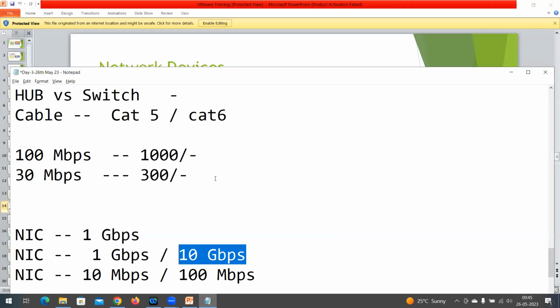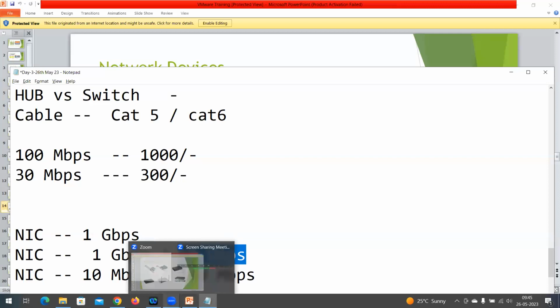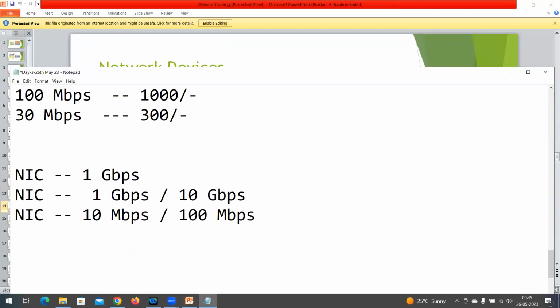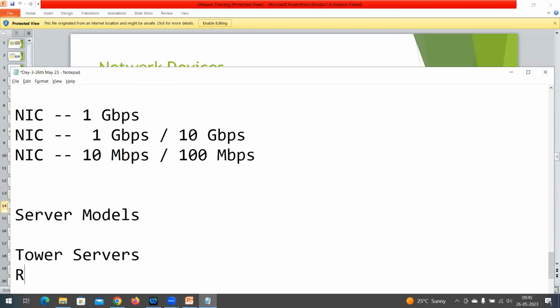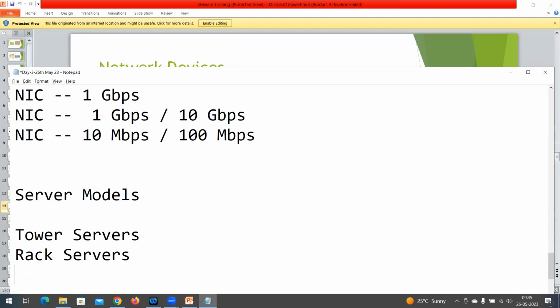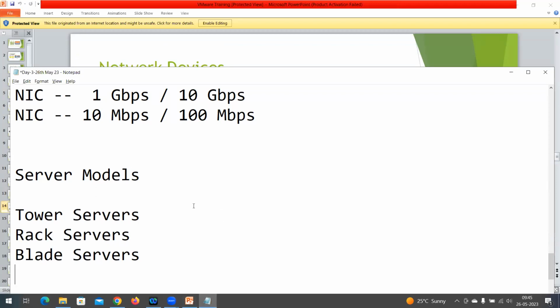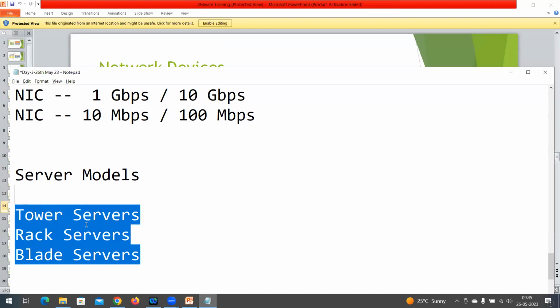Okay. So now we have discussed all these 5 components. Now we are going to look at server models. What are the server models? There are tower servers, rack servers, blade servers. Server models, basic classification: what is a tower server? What is a rack server? What is a blade server?